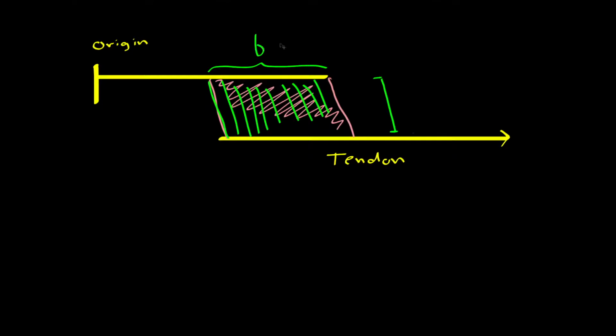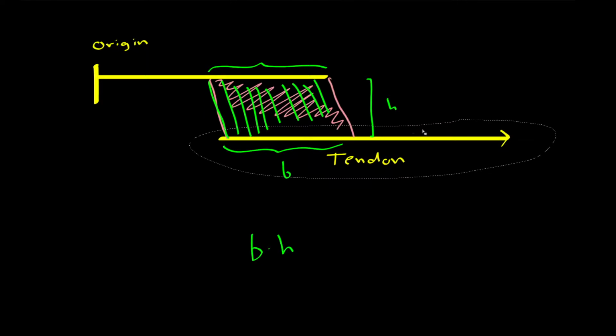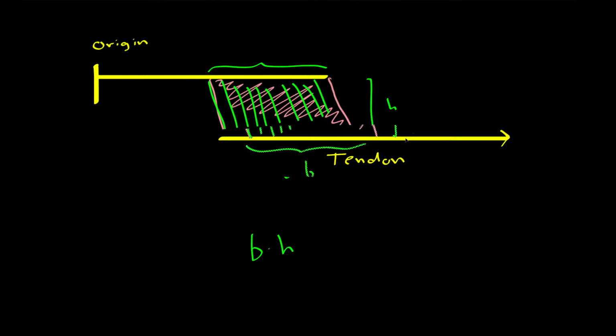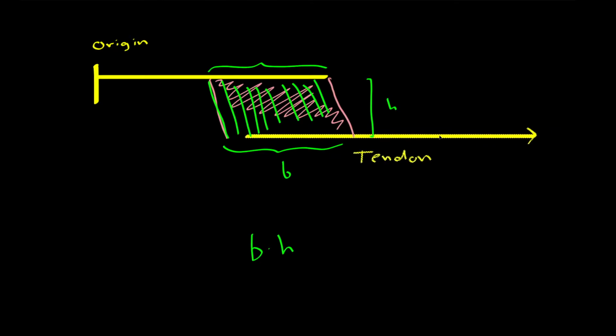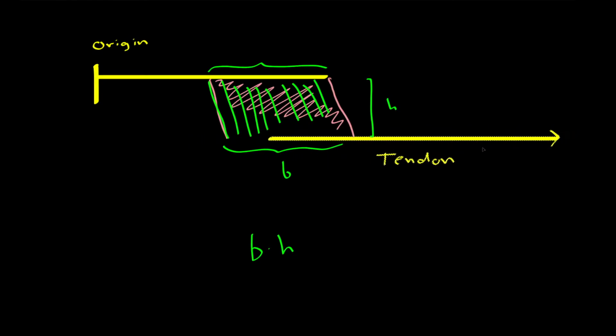With like this base and this, not angled, but this height. Maybe you remember from geometry, area of a parallelogram is just base times height. Which has this happy consequence of the area that these muscles occupy not changing as a function of where the tendon is, as long as it's sliding back and forth laterally like this.